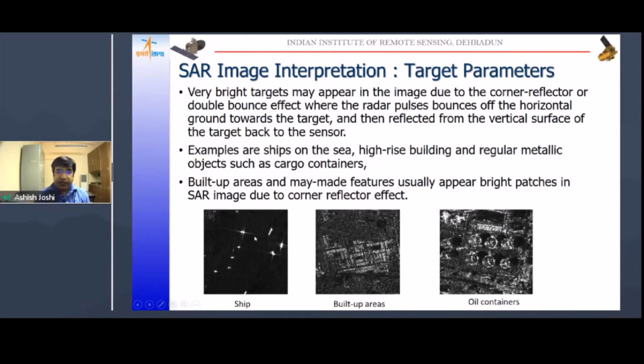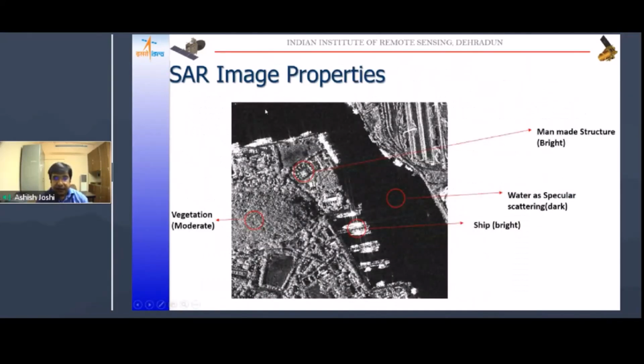So in this figure, we can see these ships. They will have high values. Any man-made material which has a high dielectric constant will appear bright. So here you can see these urban features appearing as brighter tones, and these oil containers appear as a brighter tone. In this SAR image, this is the sea, which is water with specular scattering, and appears dark. These man-made structures are bright in nature. This is the vegetation, which is showing moderate tones, and you can see these ships appearing very much brighter.